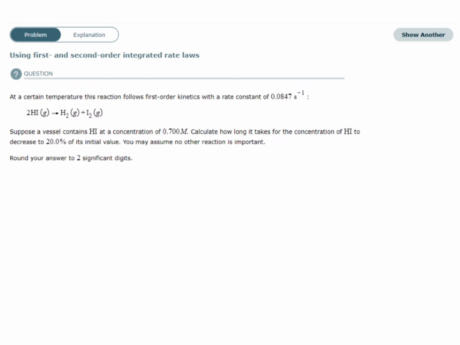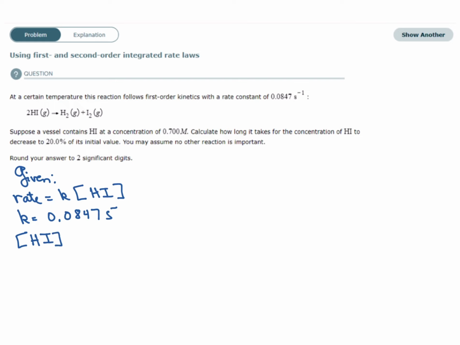As always, I want to write my given information down. So this reaction follows the first order. So rate equals K times HI to the power of 1. They give us the rate constant. They give us the initial concentration of HI. And they give us the final concentration. They say that the final concentration decreases to 20% of its initial value.